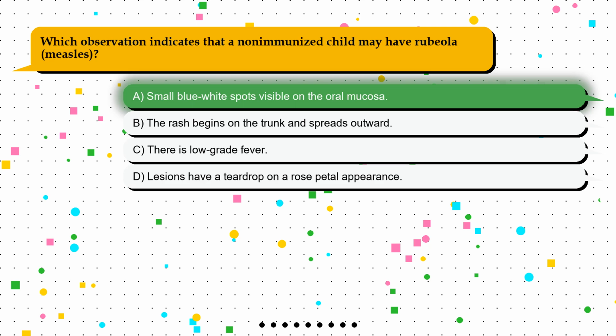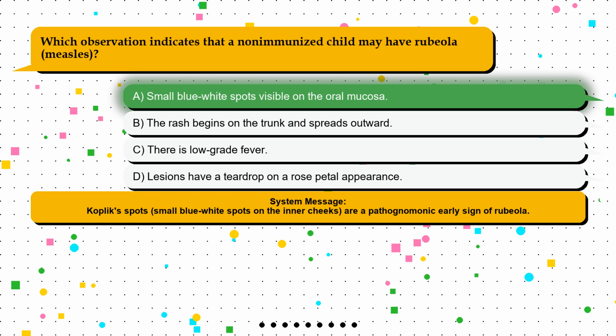The correct answer is option A. Small blue-white spots visible on the oral mucosa. Koplik spots, small blue-white spots on the inner cheeks, are a pathognomonic early sign of rubella.